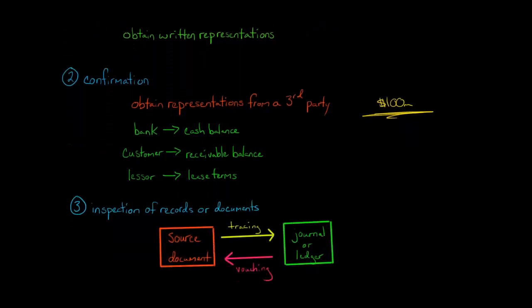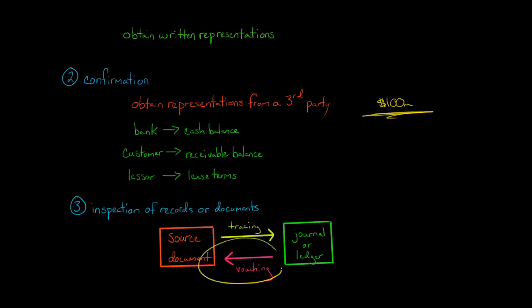Also, you can inspect records or documents, and there are 2 ways of doing this, and it has to do with the direction of testing. One is tracing, where you pick a source document, for example, a customer purchase order, and then you trace it all the way forward and see, did it ultimately get recorded in the journal? Was a journal entry made to record that sale?